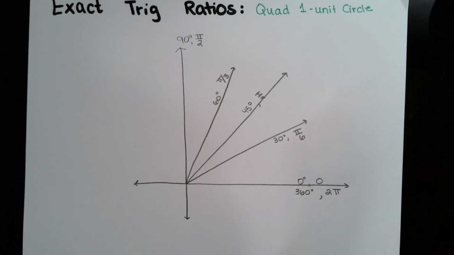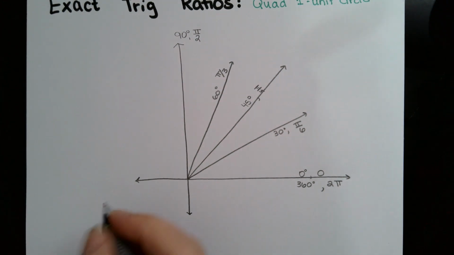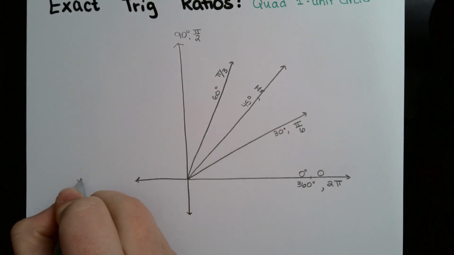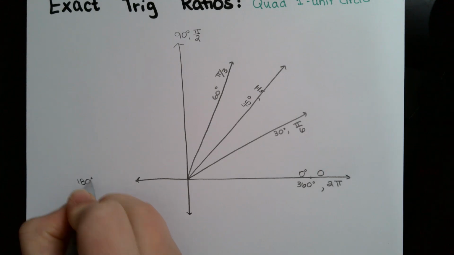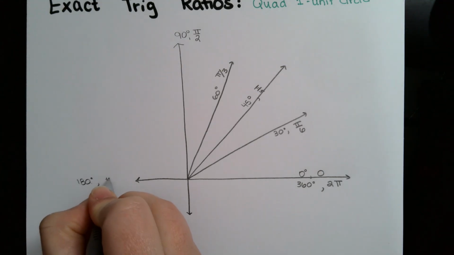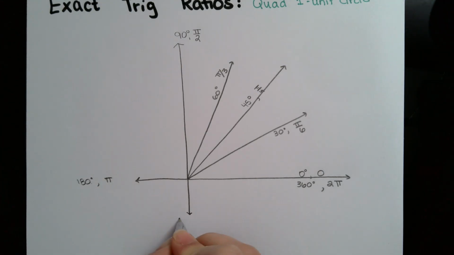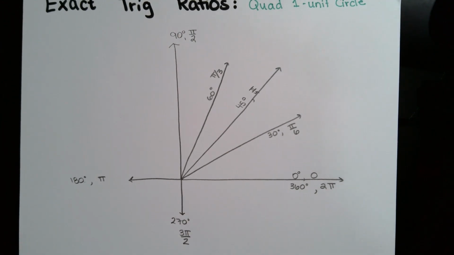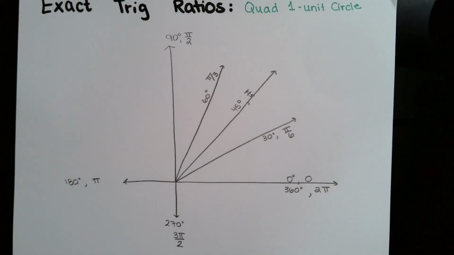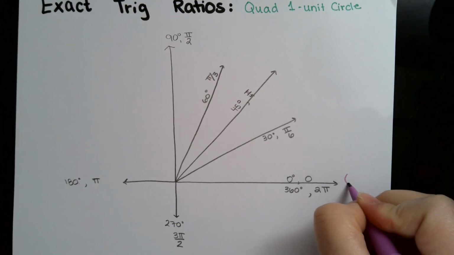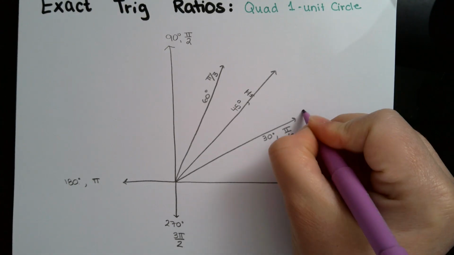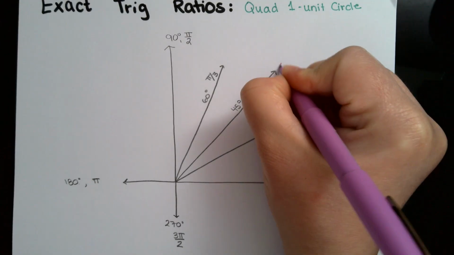Now, there is a trick to knowing what your ratios are, what the answer is to the question. Let's actually complete this before I move on. Here's 180 degrees, also known as pi radians, and 270 degrees, also known as 3 pi halves radians. And the trick is knowing your x and y values for each of these. Here's x and y, here's x and y, here's x and y.